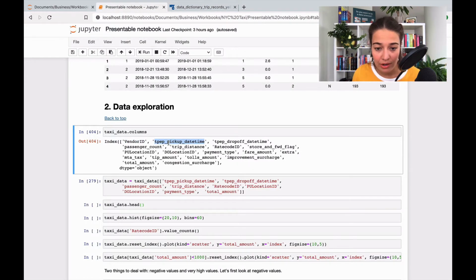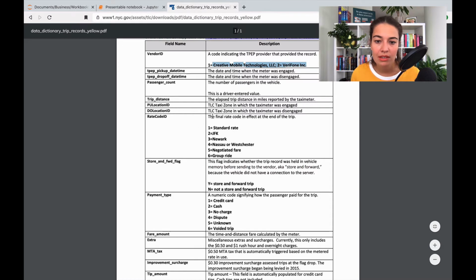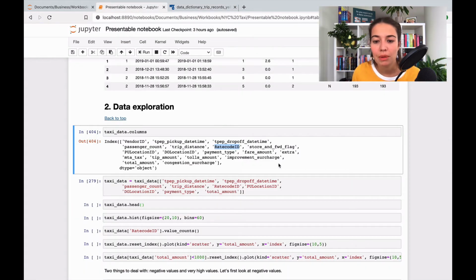Pickup time is very important. Drop off time, not sure, but I'll keep it here for now. Passenger count, I think, is very relevant. Trip distance is relevant. Rate code ID, let's see what that is. It's the final rate code in effect at the end of the trip. So if they're going to the airport or not, if they're in a specific place, if it's a group ride. So I'll just keep it for now, not sure, but maybe it'll be useful.